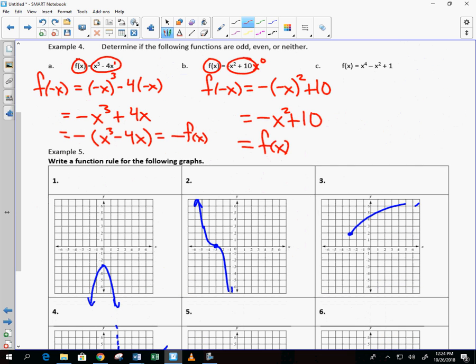Last one, we're not going to show it, but I'm just going to ask you, do you think the last one is odd, even, or neither? Are you sure? Would you be willing to wager money on it?